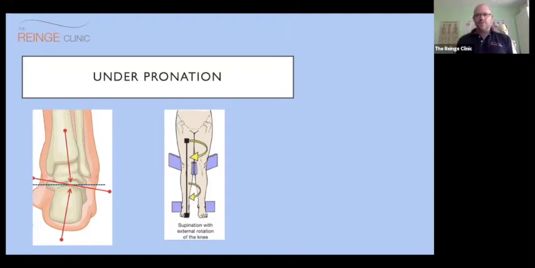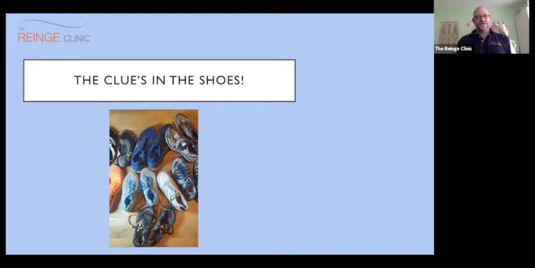So, having not wanted under or overpronation, because both of those are rather unpleasant, what we're going to do is have a look at shoes. The clues in the shoes. I was very proud of that. There's a little collection of shoes here on the pictures, what we're going to look at.